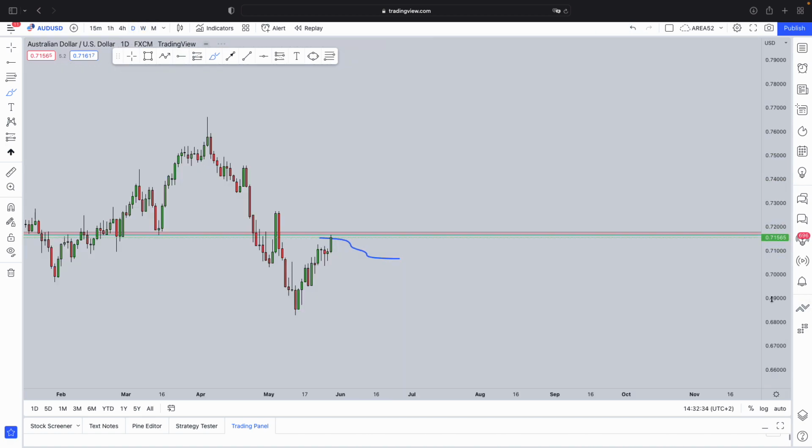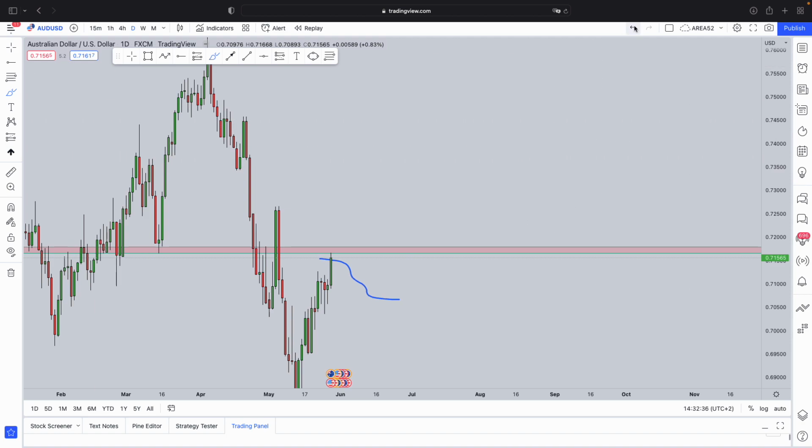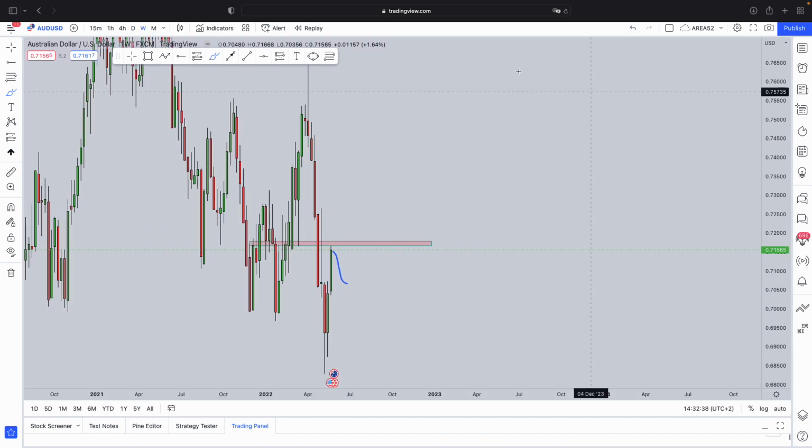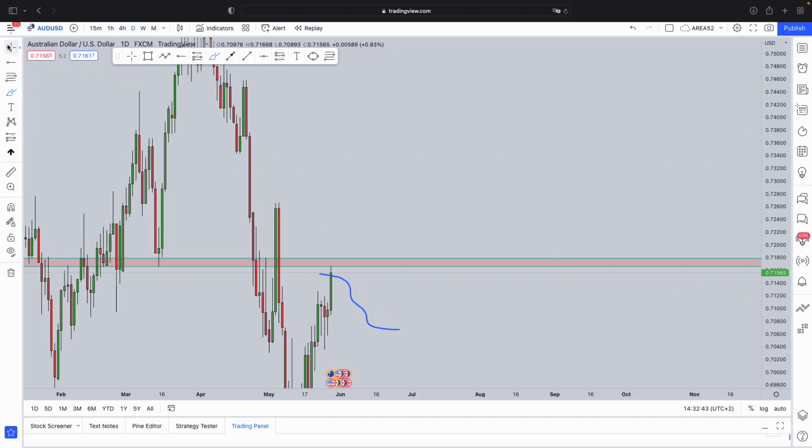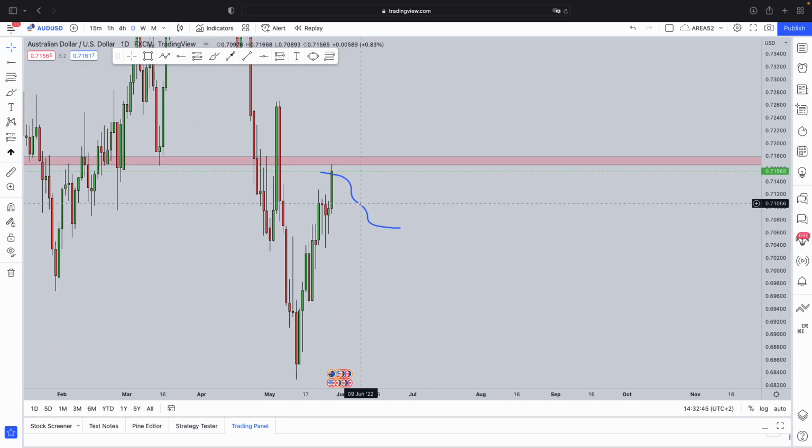Now from the daily perspective, what do we see? Here on the daily time frame, sorry about that guys, I'm just speaking too fast, that's why I'm so out of breath. So yeah, on the daily time frame, what do we see?